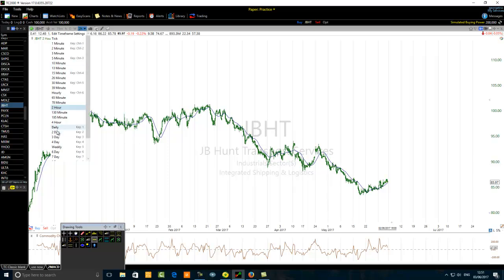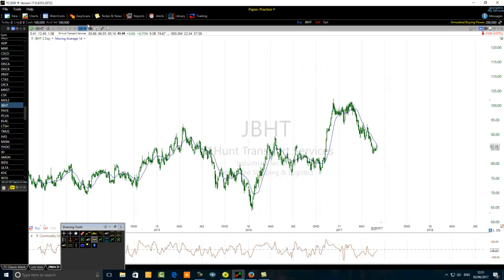Alright, 2-day. In TC2000, you see this is a 2-day chart, instead of the daily chart. The signal time frame for the 2-day chart is also the 2-hour time frame. For the daily chart, the signal time frame is the hourly time frame, and for the 2-day chart, the signal time frame is the 2-hour time frame.